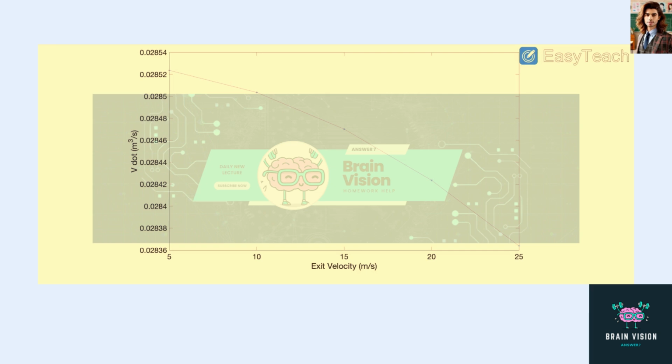Similarly, we see that in the v dot as well. We have exit velocity on our x-axis and v dot on our y-axis. Initially, it seems that as the exit velocity increases, our v dot drastically decreases. However, looking at the scale and recognizing that the scale is very small, we see that there is some effect, but the effect is not as significant as it appears.